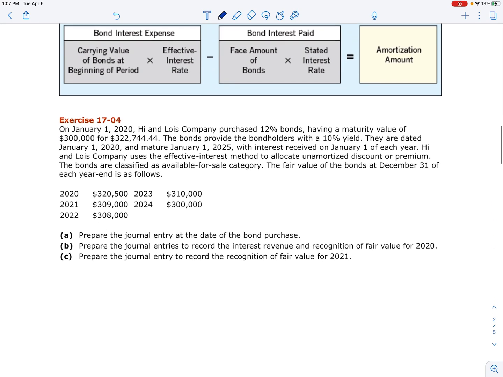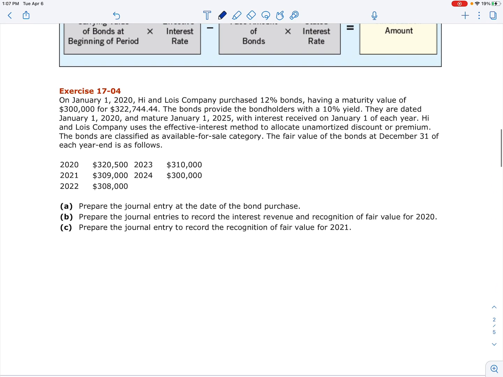This first one, the company purchased 12% bonds having a maturity value of $300,000. They bought them for $322,744, and they have a 10% yield. So they want us to provide some of the journal entries for this transaction. The first one, A, they want us to record the bond purchase. We just record the debt investment.